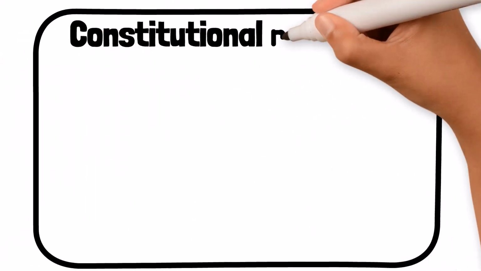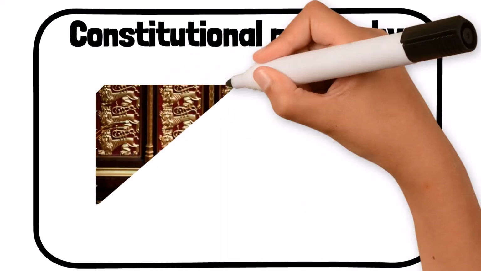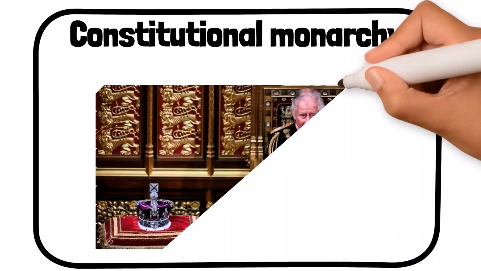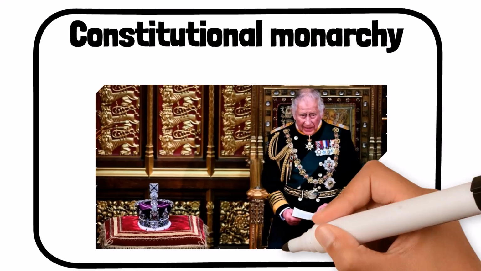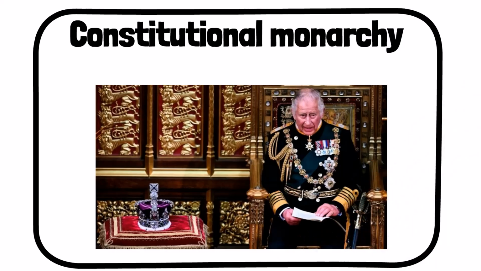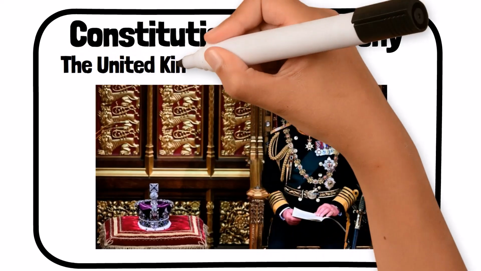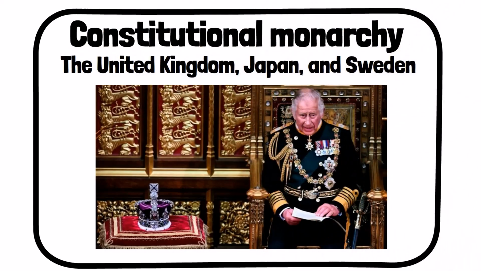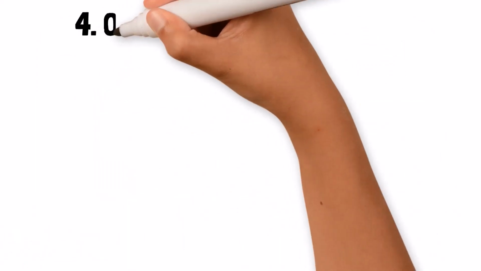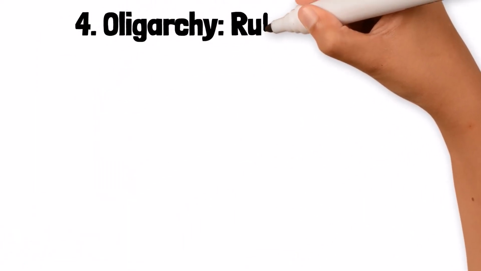In a constitutional monarchy, the monarch's powers are limited by a constitution or laws, and they often serve as ceremonial figureheads. The real political power resides with elected representatives. The United Kingdom, Japan, and Sweden are examples of constitutional monarchies. 4. Oligarchy, rule by a few.